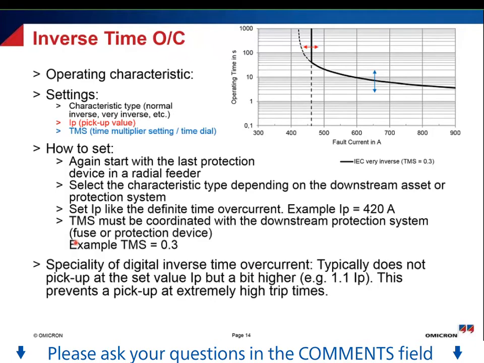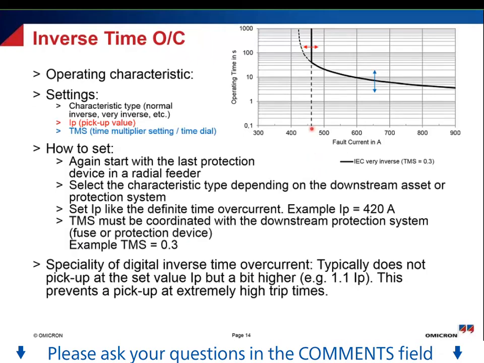Here you can see one specialty for digital inverse time overcurrent that is shown in this characteristic here. If you have a look at this part here, we have a setting value of 420 amps, but the real pickup does not start at 420 amps, it starts somewhere above. In this case 1.1 above this value.